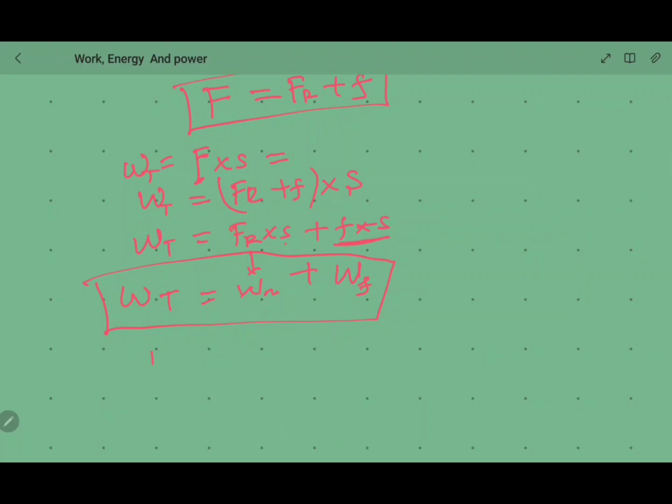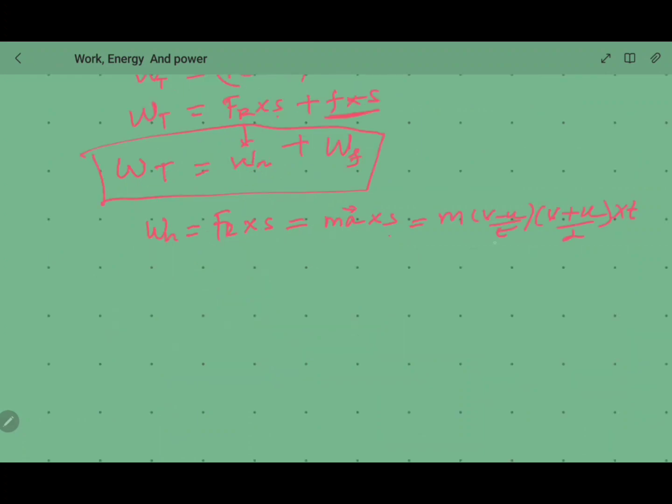Now, the work done by the net force is the net force, or the resultant force, times the distance. The resultant force is mass times acceleration. This is equal to the mass times (v minus u) over t for the acceleration, and the distance is (v plus u) over 2, the average velocity, times the time. You can cancel the time; the t cancels this one.